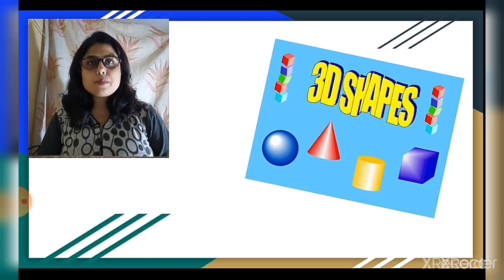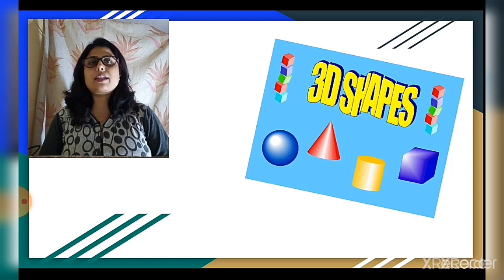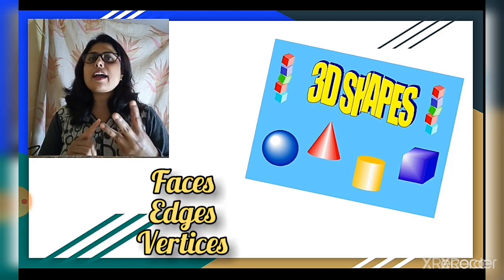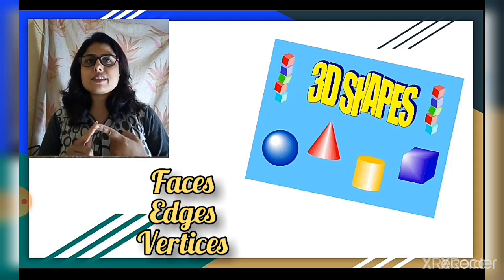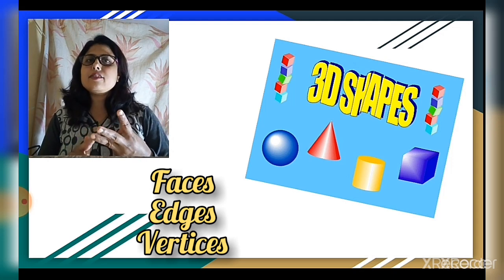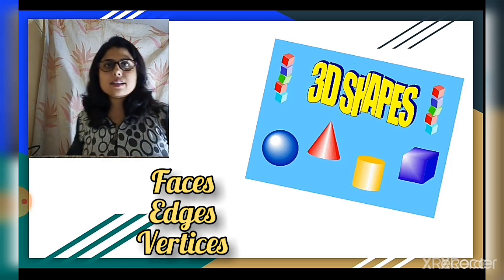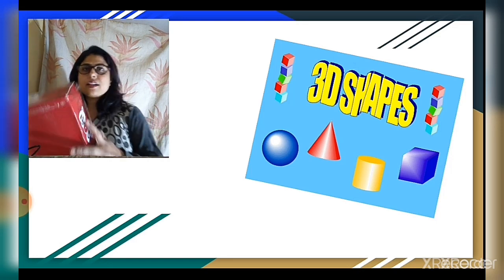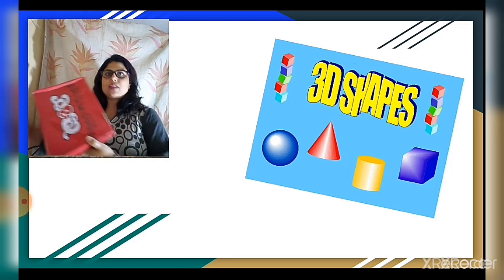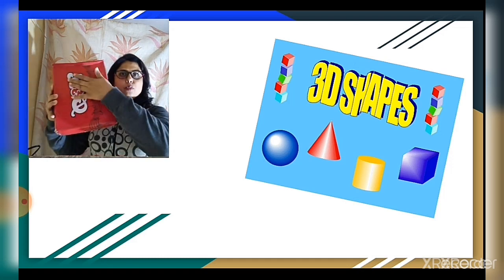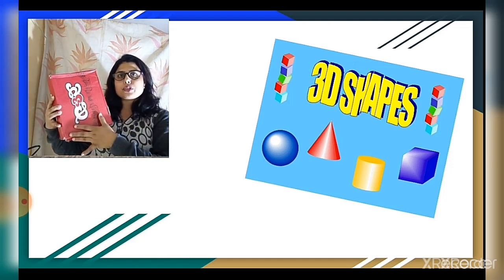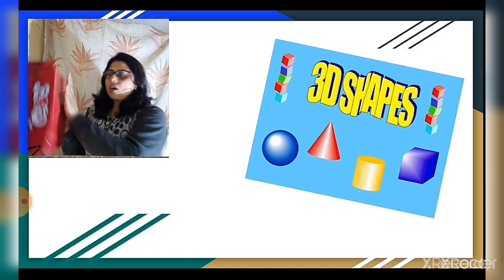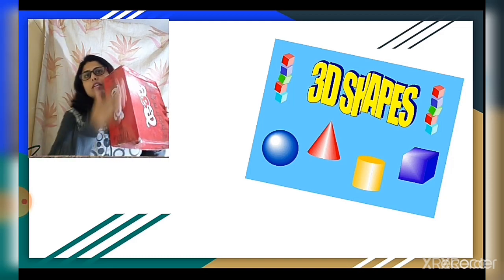Now, what are the main properties of three-dimensional shapes? There are three main things, that is faces, edges and vertices. So let's understand what is called faces, what is called edges and vertices. Here this box you can see. This whole flat portion is called faces. So the flat portion of any solid shape is called faces.